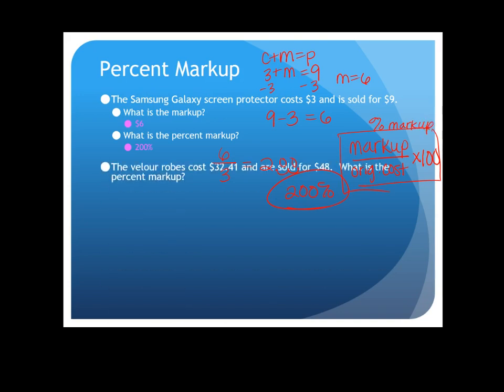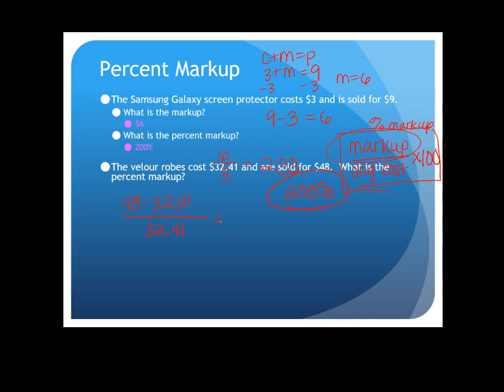Okay, so velour robes, sorry about the writing on here, cost $32.41 and are sold for $48. What is the percent markup? So first I need to figure out the amount that it was marked up, and I do that by subtracting the selling price and the cost. Then I'm going to divide that by the original cost, which was $32.41. If you're not sure which one to divide by, with percent markup, as long as it was based on the original price, you're going to be dividing by the smaller of the 2 numbers.